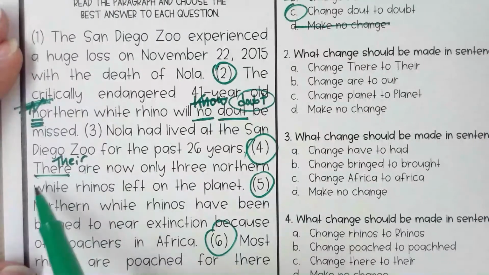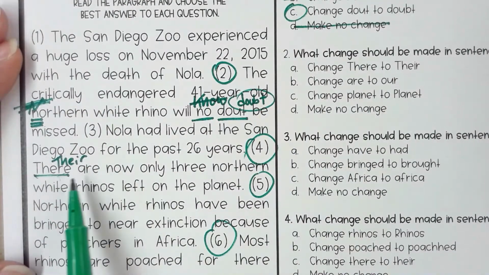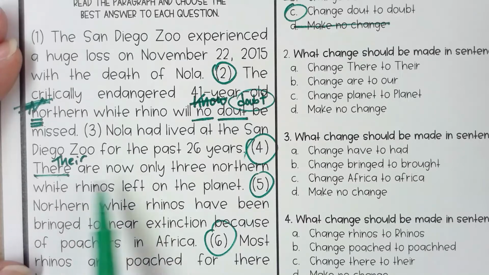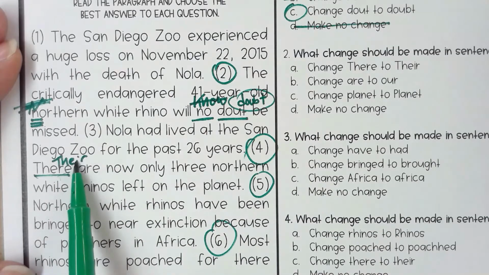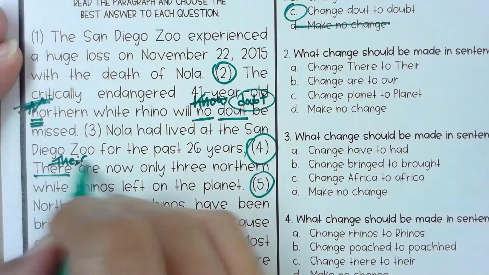Now this one: there are now only 3 northern white rhinos left on the planet. It's not talking about ownership or something belonging to someone, so cross it out. It's not A.